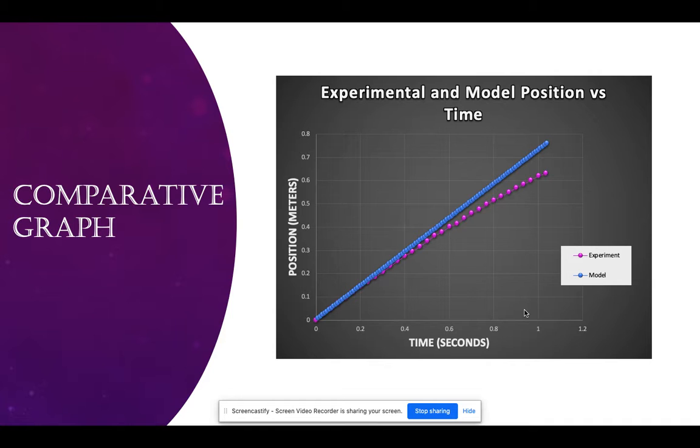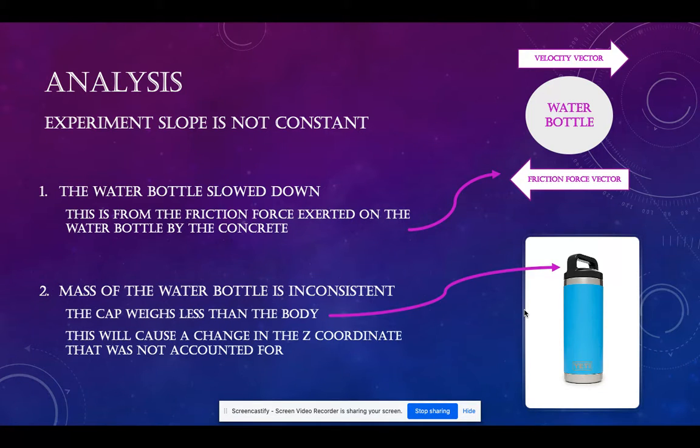And we can tell that the model has a constant velocity by the fact that the slope of the model line is the same, while you can see the slope of the experimental line kind of dwindles off and it decreases. So why does this happen? This is because the water bottle does slow down, and this is caused by the friction force. So as you can see in the top right corner, we have the velocity vector, and then the friction force vector always moves in the opposite direction of motion.